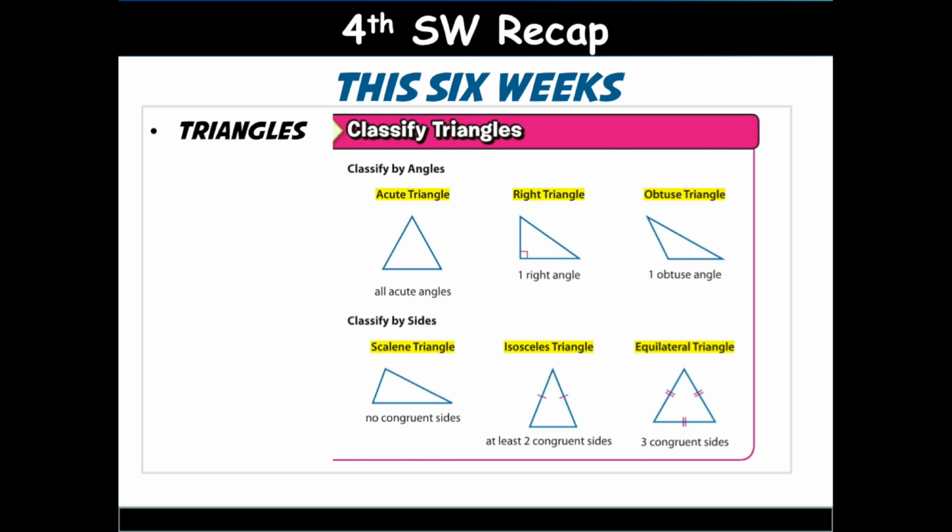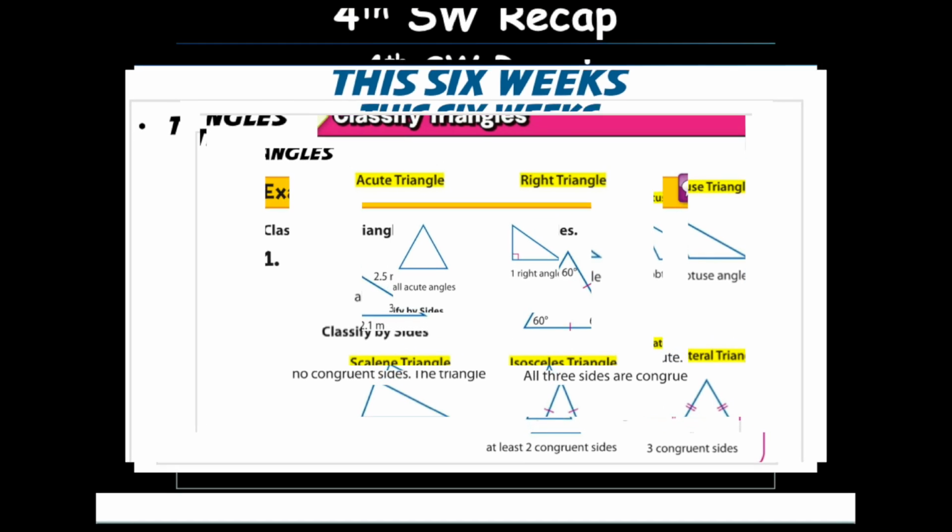Equilateral has that word, it's not spelled the same, but it sounds like it, equal. It means all three sides are equal. And those tick marks mean everything that has the exact same tick mark is congruent to each other. So let's go a bit more into triangles.